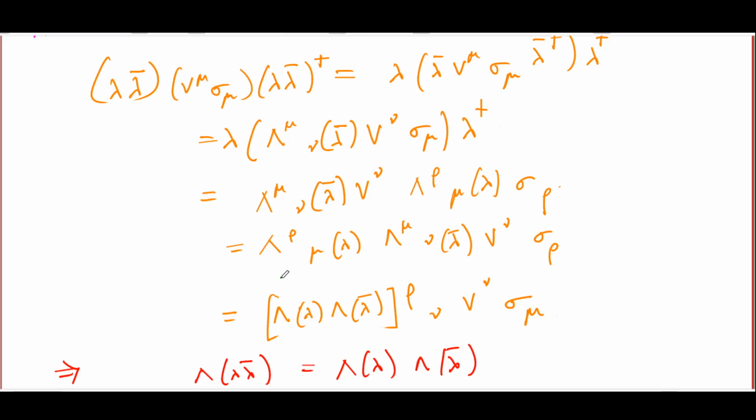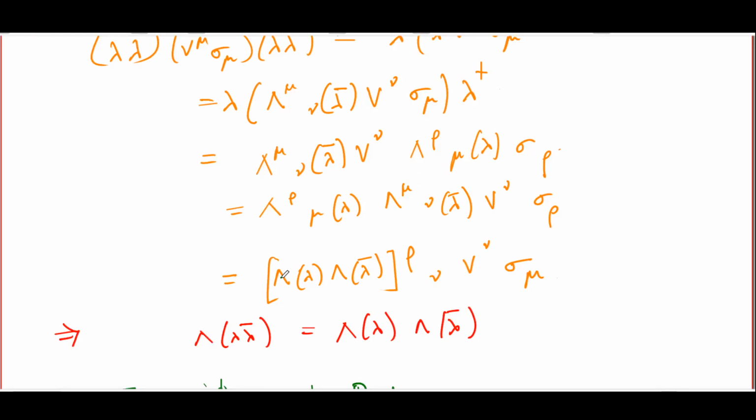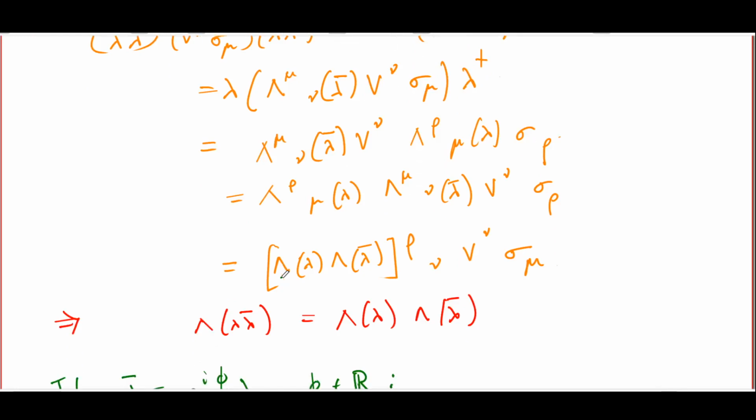Now since this is also by definition what capital lambda of lambda lambda bar does to your v, it follows immediately that capital lambda of lambda lambda bar must be capital lambda of lambda times capital lambda of lambda bar. In other words, if you multiply these two 2 by 2 matrices with pure phase determinants together first and then find out the corresponding Lorentz transformation, the result is the same as if you calculate the corresponding Lorentz transformation for each one of the individual matrices and then multiply them together.